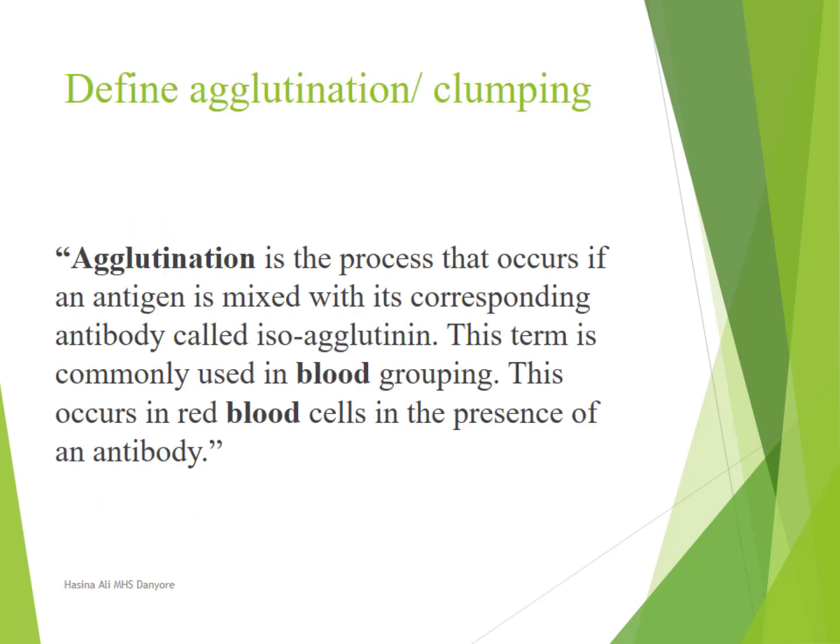Let's define agglutination or clumping. Agglutination is a process that occurs if an antigen is mixed with its corresponding antibody, called isoagglutinin. This term is commonly used in blood grouping. This occurs in red blood cells in the presence of an antibody.